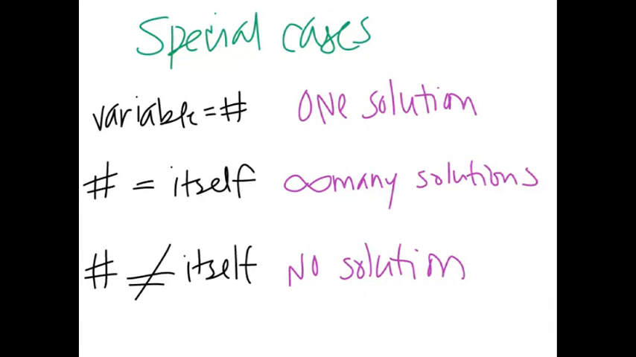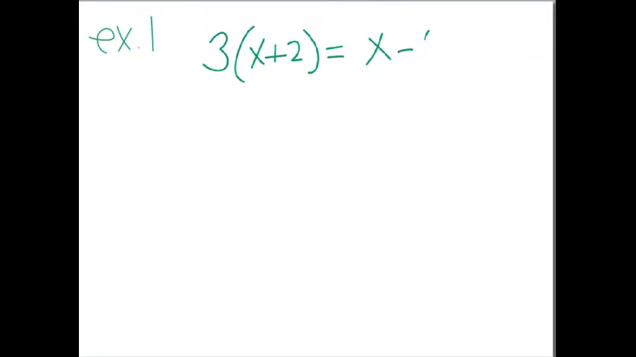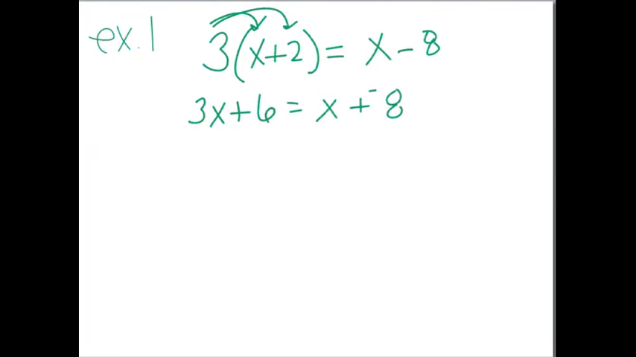So let's take a look at an example. And we're going to use this chart to decide how the answer is at the end. Okay, let's look at an example. Example 1, 3 times the quantity x plus 2 equals x minus 8. So if we go through our checklist, we simplify each side, and if you look, my left-hand side has a 3 that I can distribute. I'll also add the opposite just to keep things rolling.